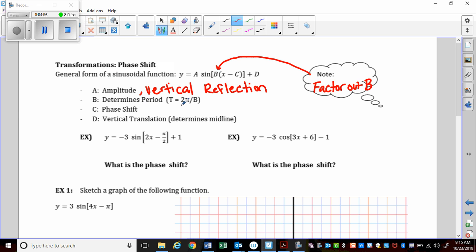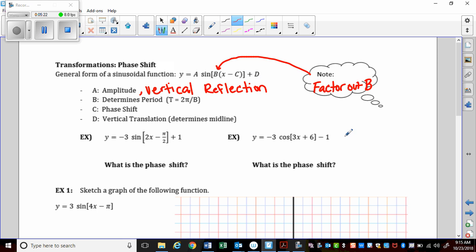Determine the period. Remember, the period is 2 pi divided by whatever we factored out. Your phase shift is going to be your C. We're going to move it to the right if it's minus and to the left if it's positive. Your vertical translation is going to be your midline, which is usually the x-axis, or y equals 0. We can shift it up or down depending on the D, the vertical translation.